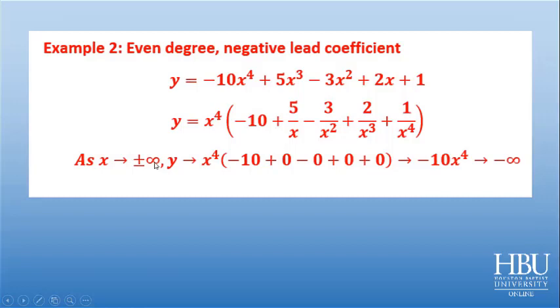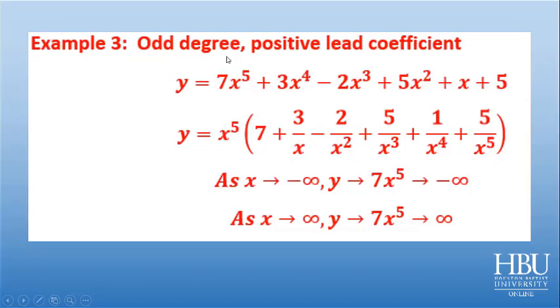Now, as x approaches either positive or minus infinity, x to the 4th would be approaching positive infinity because it's an even power, but a positive large number multiplied by negative 10 means it's going to be approaching negative infinity. So in this case, with an even degree and negative lead coefficient, the y value on both ends of the graph is approaching minus infinity. Both tails will be going down.